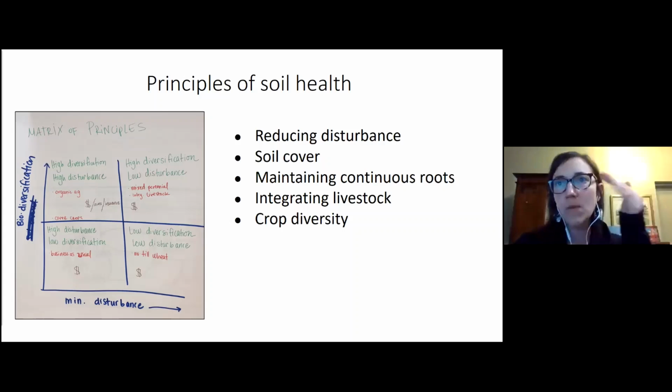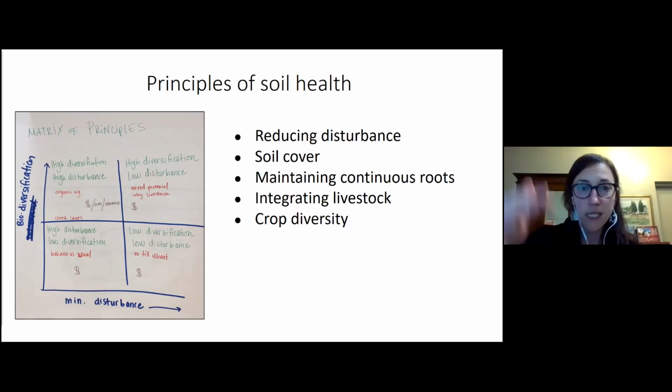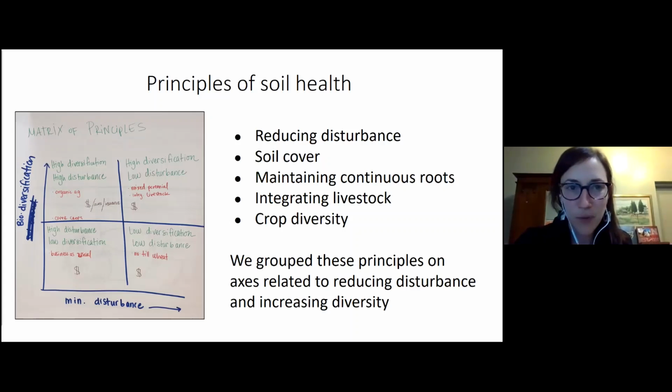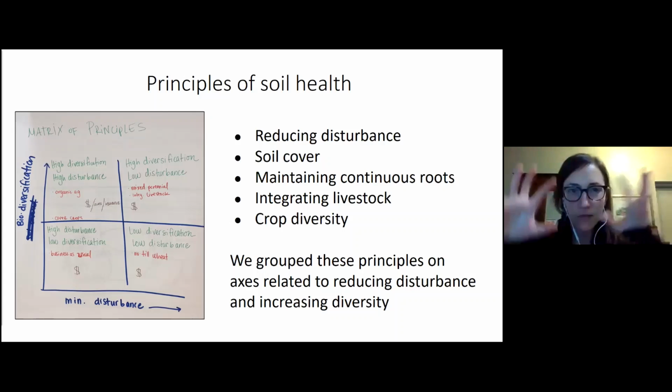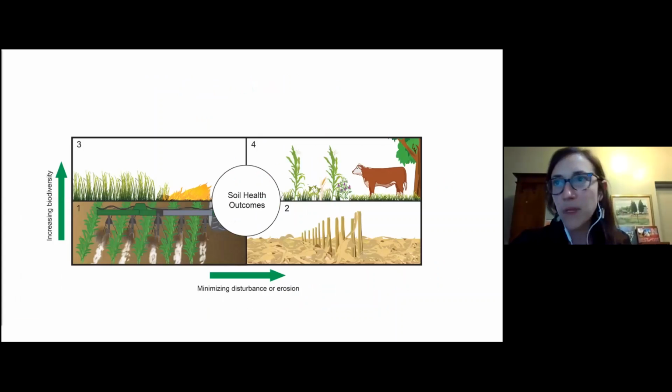And so what we did was come up with this matrix or these different quadrants based on axes of whether the practice was minimizing disturbance or erosion and increasing biodiversity. And again, yes, so we put these 5 practices together and felt that they fit kind of nicely into this axis system. And so this is an image from the publication, but you can see again what these quadrants look like in a more professional illustration.